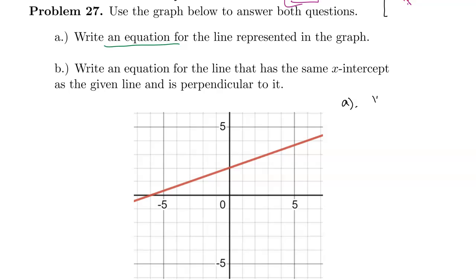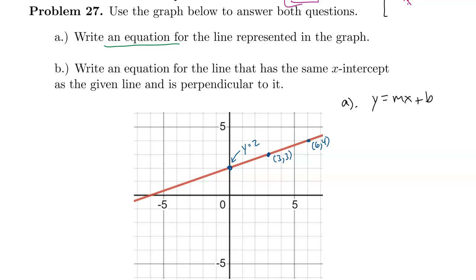I'm going to use slope-intercept form to create an equation for this line. I can see pretty clearly from the graph that the y-intercept is at 2. And the slope, if I find another nice lattice point with integer coordinates, I can see that (3, 3) seems to be a point on the graph here, as well as (6, 4).